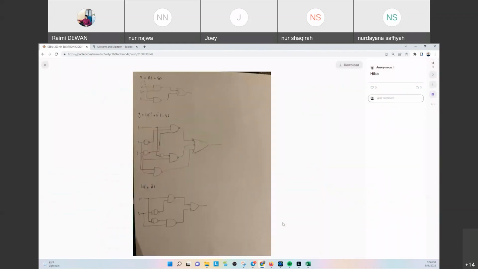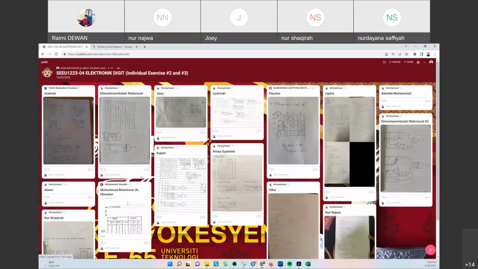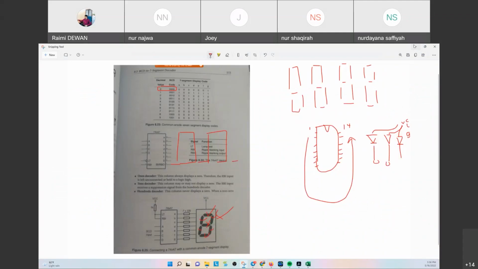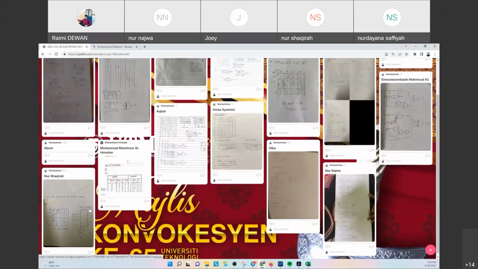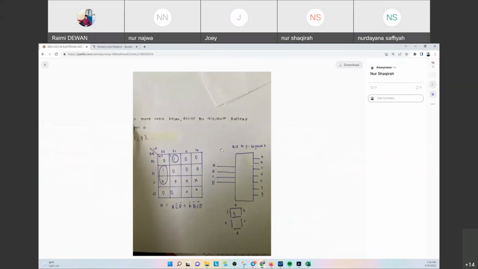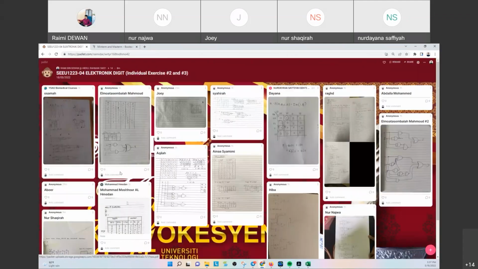Okay, Hiba. What is the answer for the decoder? The decoder, Exercise 3. You guys share it or not? Okay, I check. No Shakira, do you get correct? I think it's correct here. The correct ABCD. Okay, so it's correct. ABCDE. Okay, and then who else has done it?